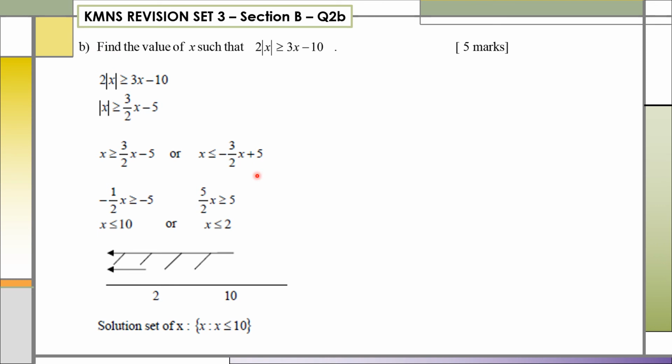So that's it for topic 1 and topic 2. As you can see, we have a similar question for topic 1, which asks you to find z in the polar form, which you have to know how to find its modulus and also its argument. And for topic 2, you have to know how to solve absolute value inequality and also absolute value equation. So please do your revision wisely.